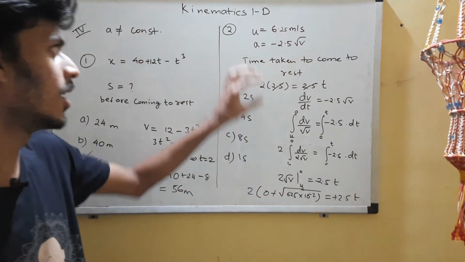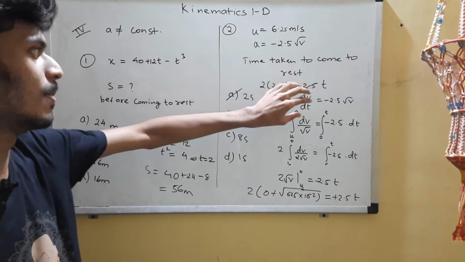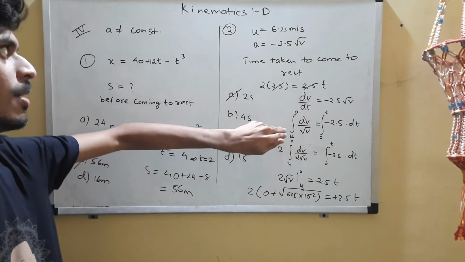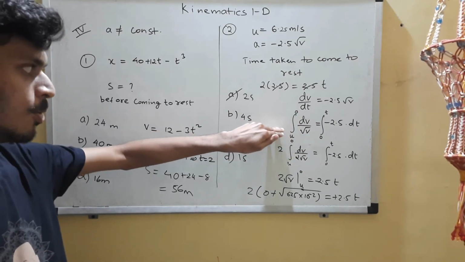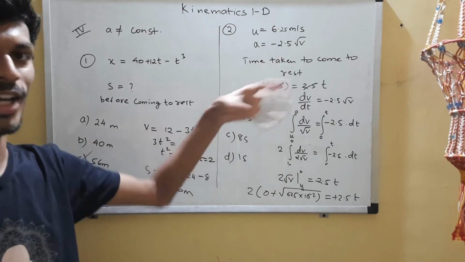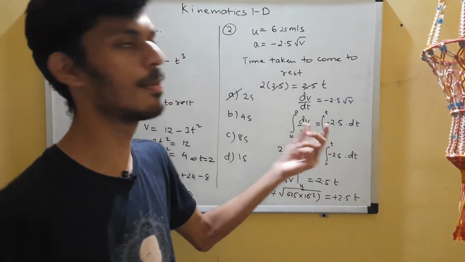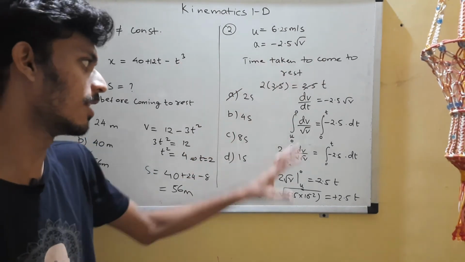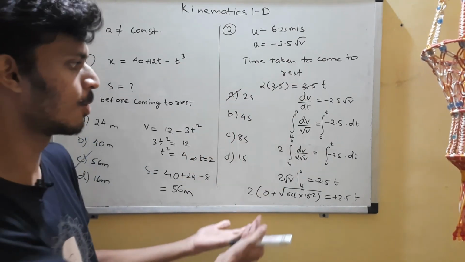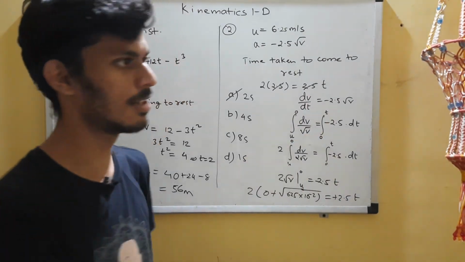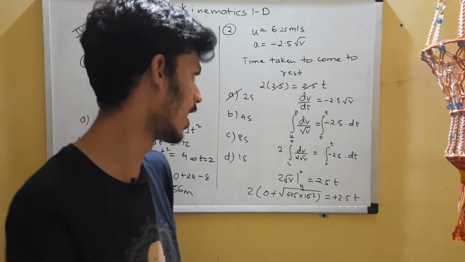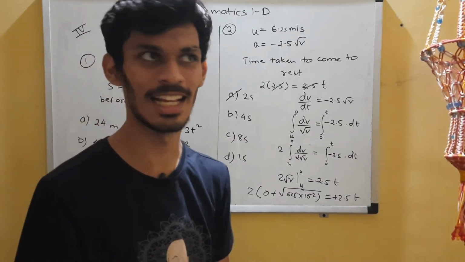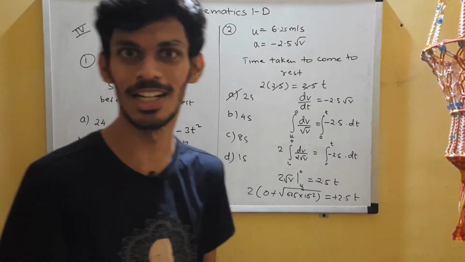Let's briefly go through it. We just replaced a by dv by dt, then did variable separation, then integrated it and applied the limits from u to 0: initial velocity u, final velocity 0 when it comes to rest, time initially 0, and time t when it comes to rest. Then we solved our differential equation, substituted the limits, and got our answer as 2 seconds. Option A is the correct choice over here. Let's move to our next section. I hope this was very straightforward.